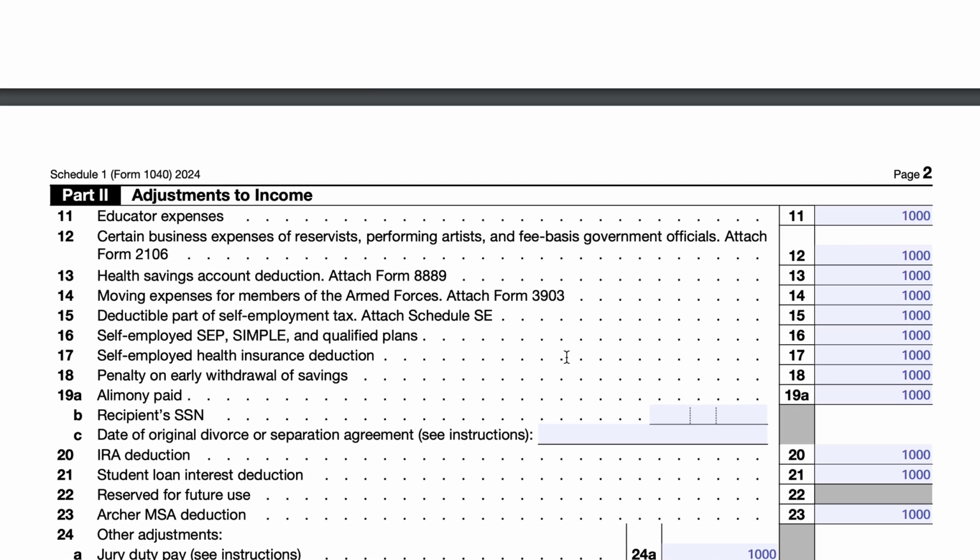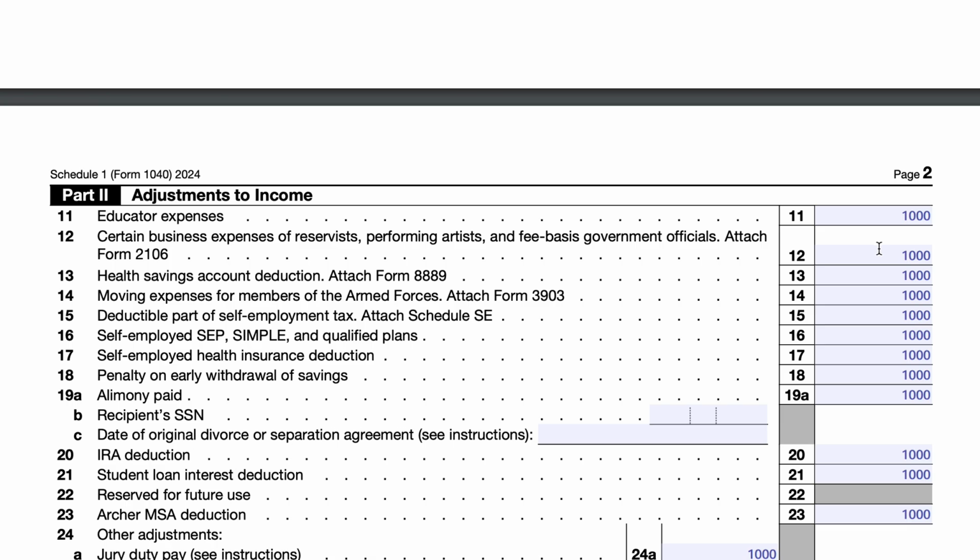So now adjustments to income, we'll go through step by step, just like we just did. So line 11, educator expenses. This is for eligible educators, generally K through 12 teachers, instructors, principals, or an aide that worked in a school for at least 900 hours during a tax year. So you can't claim more than $300 worth of these expenses as an adjustment to income. Again, I put this $1,000 as a placeholder.